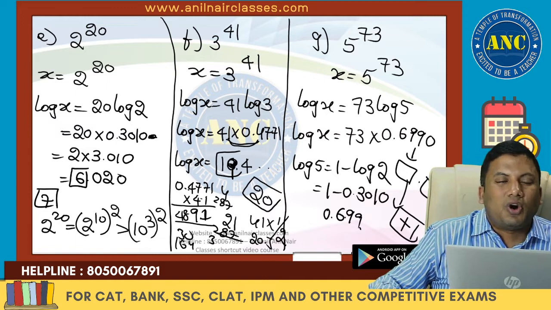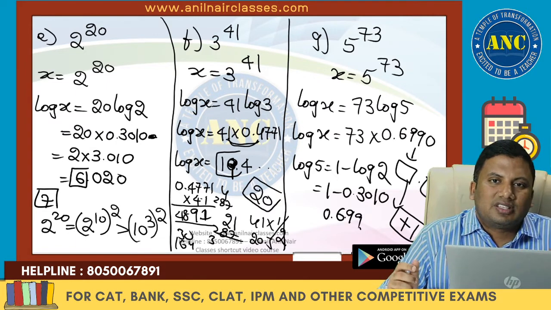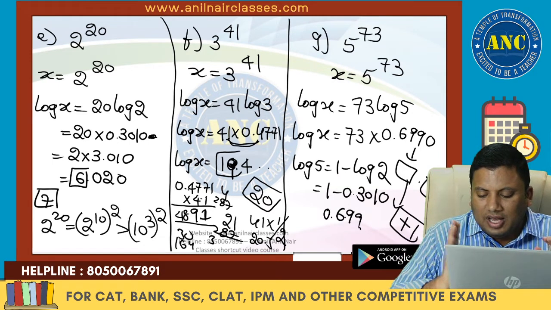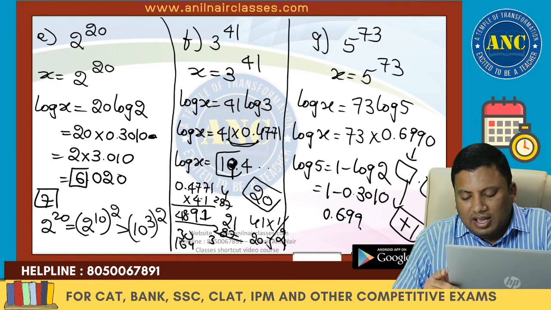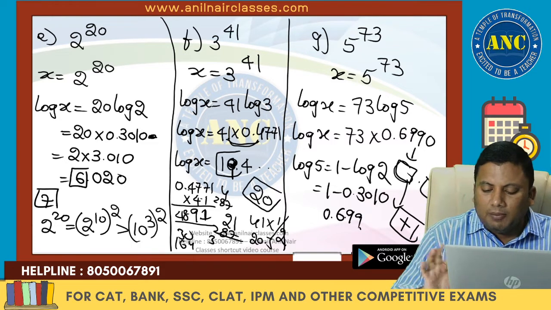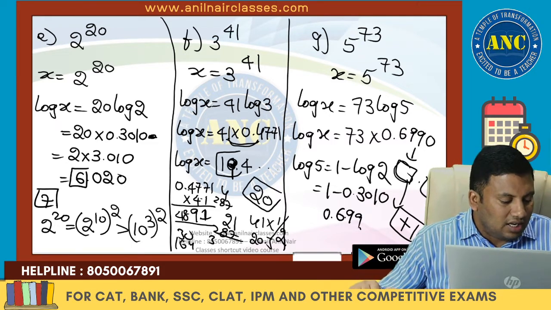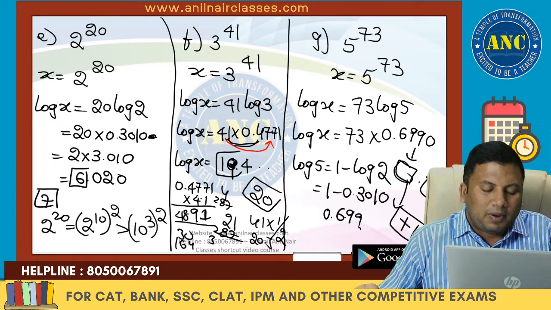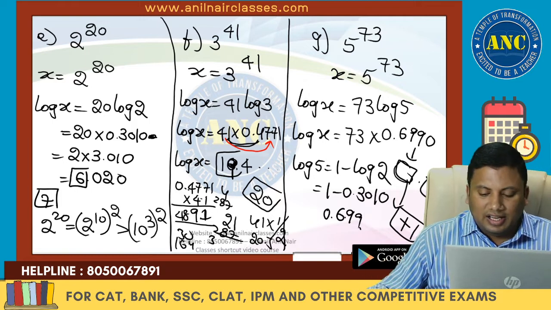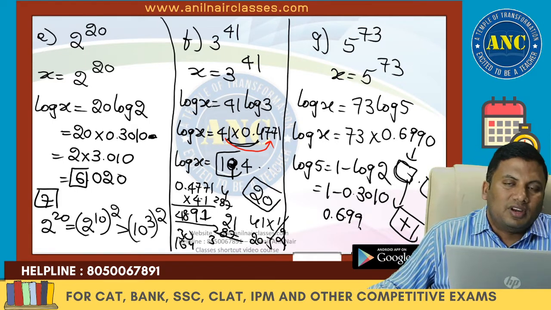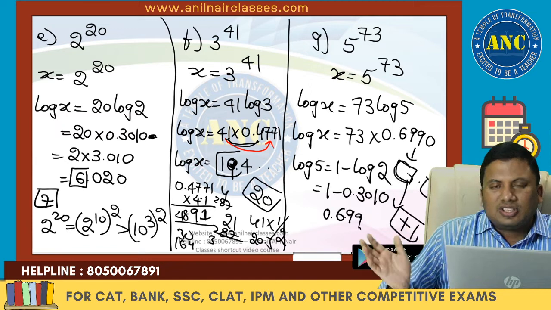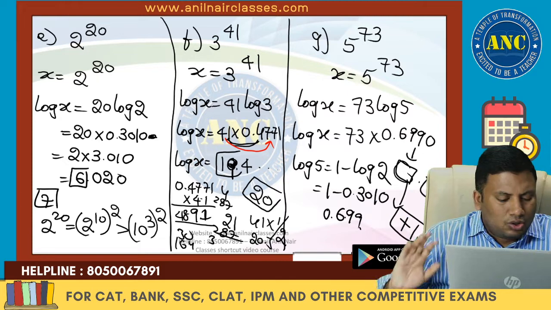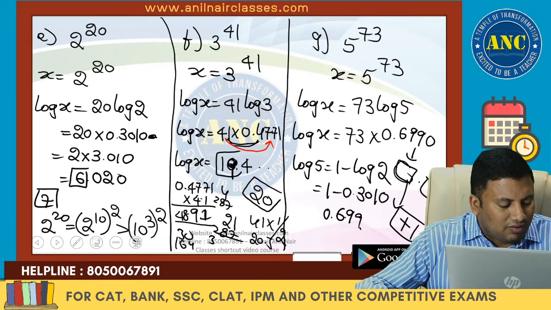73 into 0.7 is nothing but 511 divided by 10, 51.1. I think the value should be just less than 51. You can check it by multiplying the values. I hope it is clear. In the question, please don't multiply with just one value, multiply the entire value. 73 into 0.7 will be 51.1, so just less than that. It should be around 50 point something. You can do the multiplication and check it. This is one way of asking.